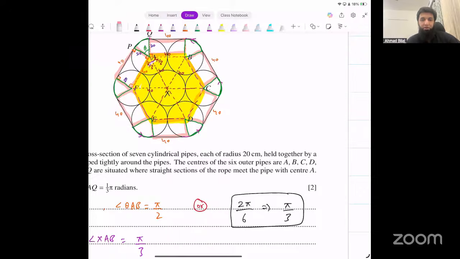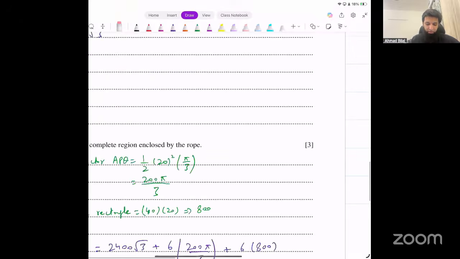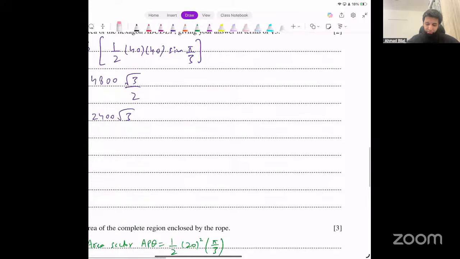It's a regular hexagon. You can break this hexagon into 6. You can divide it into 6 equilateral triangles. Find the area of one triangle, half AB sine C. You know the sides, 40, 40. You know the angle between them, pi over 3. Multiply that by 6. And then you have to find the total area of the complete region.